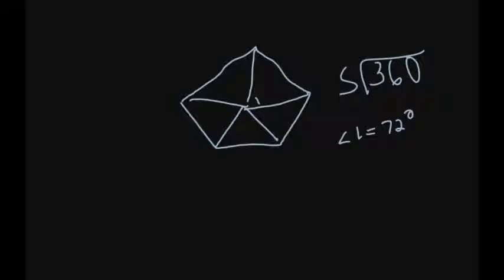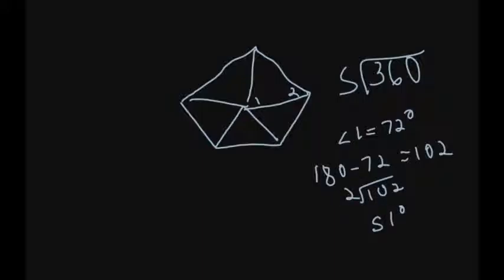If you wanted one of these other angles, so let's say angle 2, well, we know that the angles have to add to 180. That has to be an isosceles triangle. So you just take 180, subtract the 72, and you're going to get 108. That's for the two angles, so we're going to divide it by 2 to get 54 degrees for angle 2.